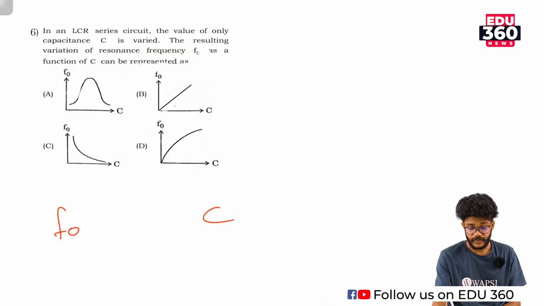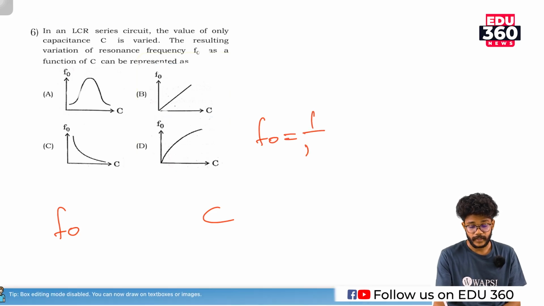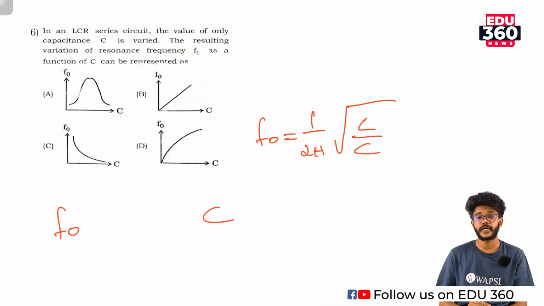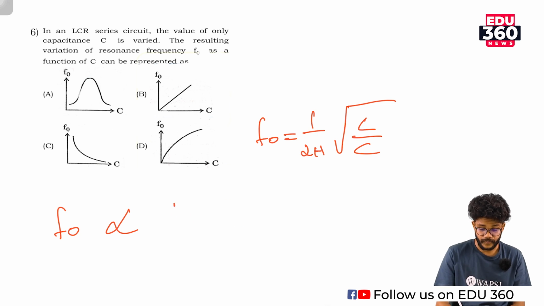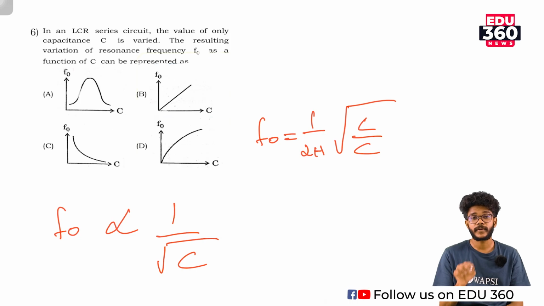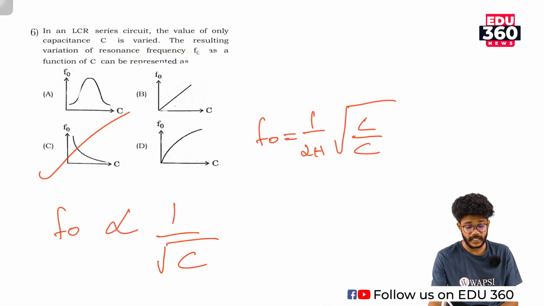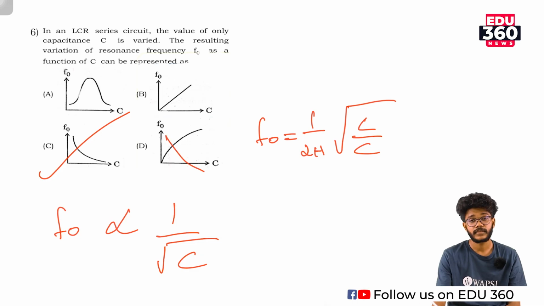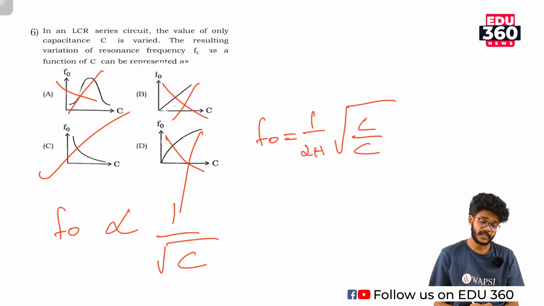F naught, the frequency, is equal to 1 by 2 pi root L by C. That means F naught is inversely proportional to the root of C. So when C increases, F naught should decrease. Option C is correct, because in option D, when C increases, F naught is increasing, so it must be wrong. In option B, F naught is linearly increasing, which is also incorrect. And in option A, it first increases then decreases, which is also incorrect. So option C is the correct answer.